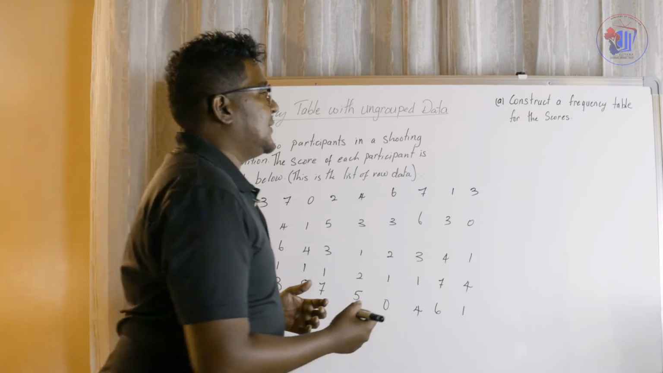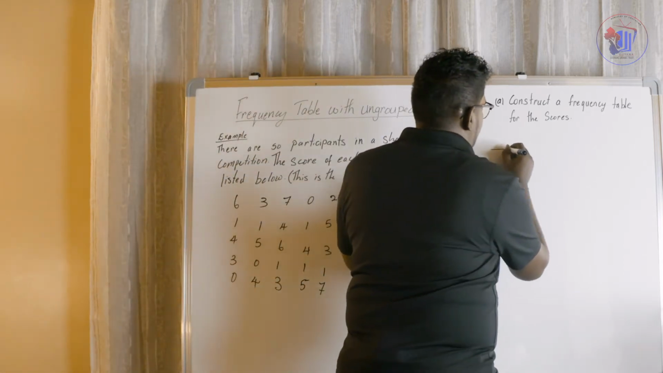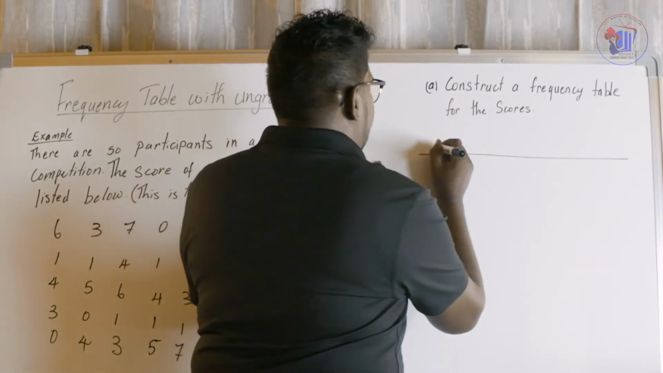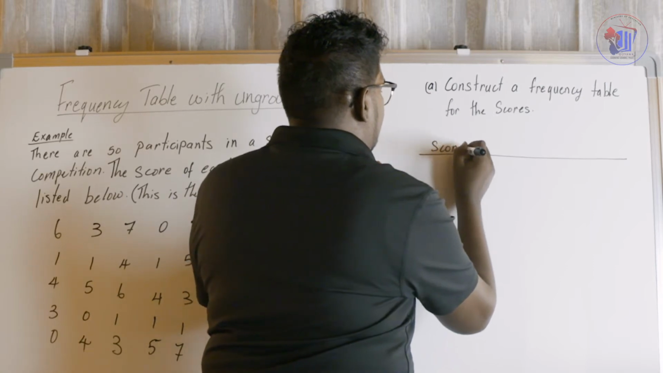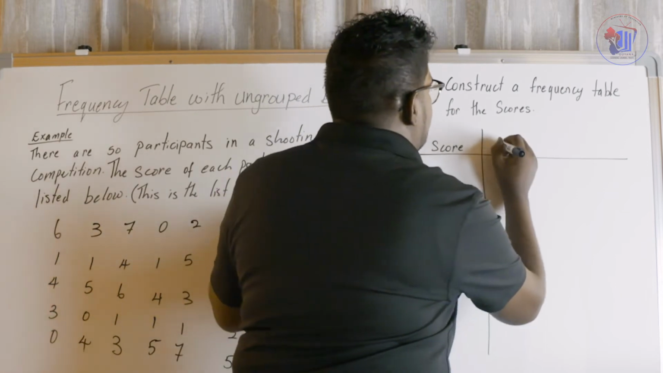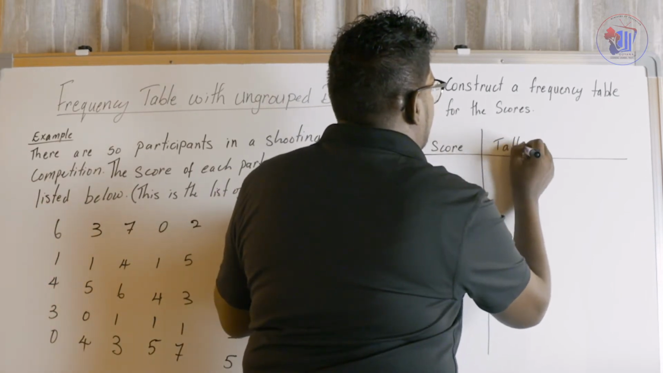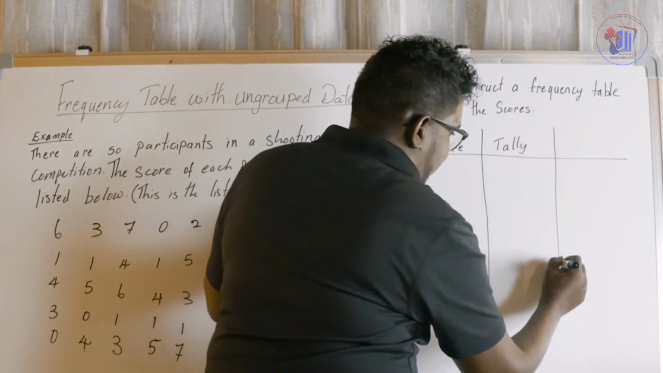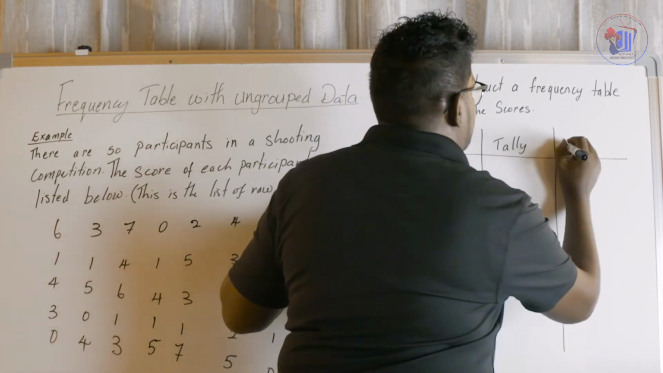Now to construct the frequency table, we have 3 headings. The first one will be score. The middle part is going to be tally, and then we have frequency.